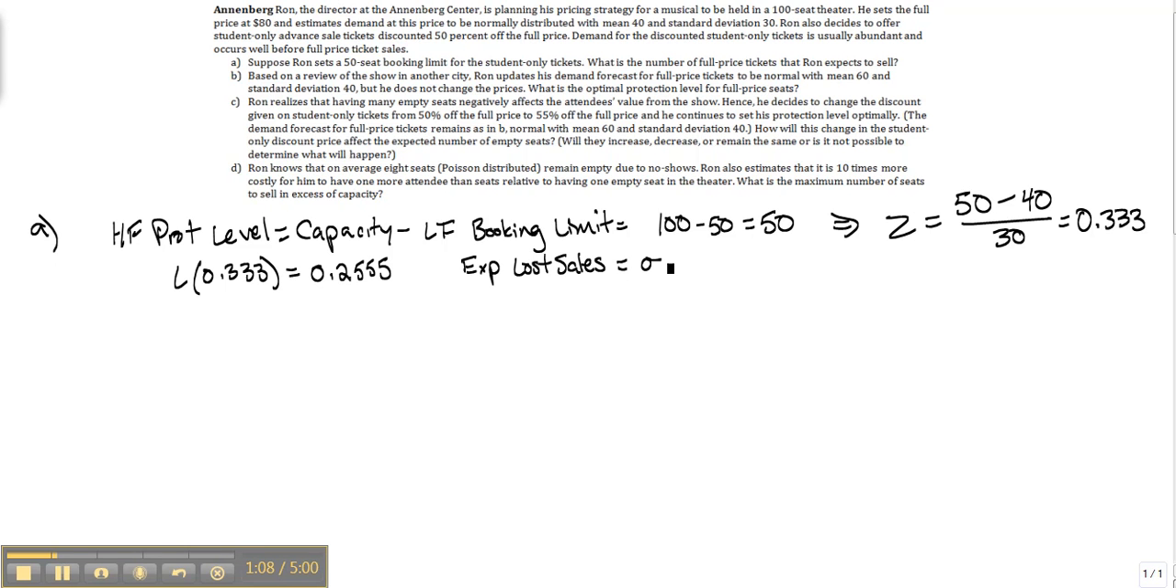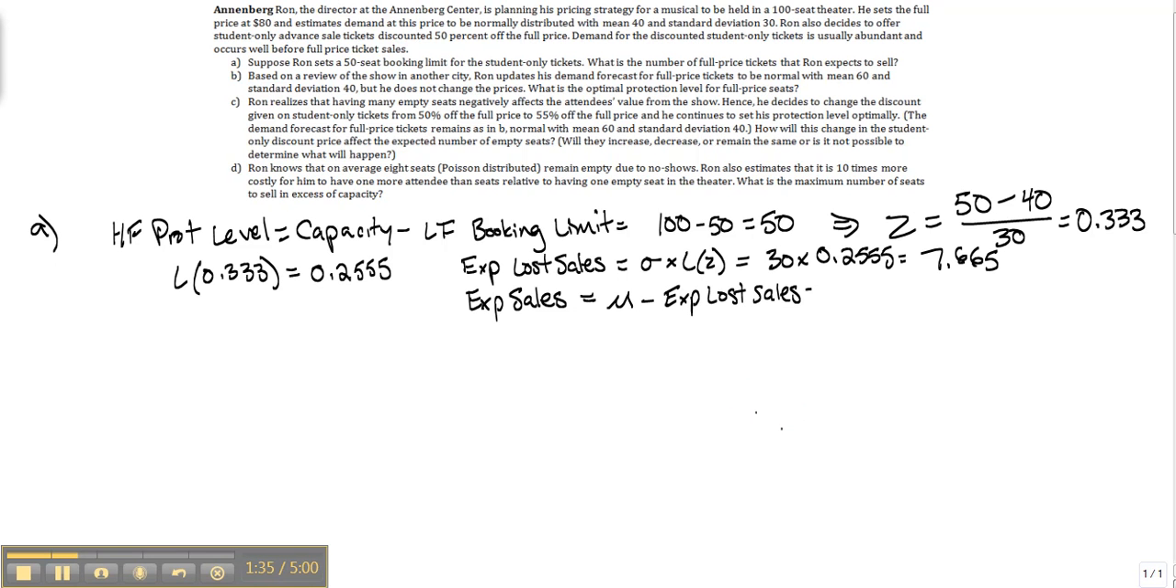Finally, we can convert this into expected lost sales by using the equation of standard deviation times L of z, or 30 times 0.2555, which is equal to 7.665. As a result, our expected sales are going to be equal to the mean of the demand for high-priced tickets minus expected lost sales. And this is equal to 40 less 7.665, or 32.335.